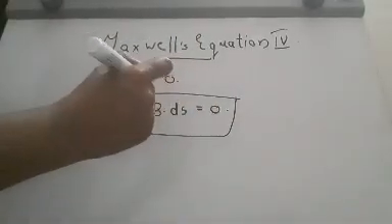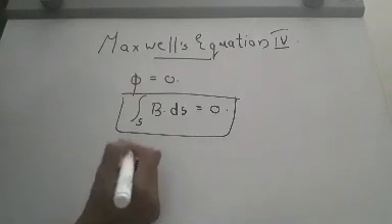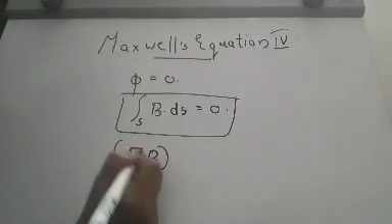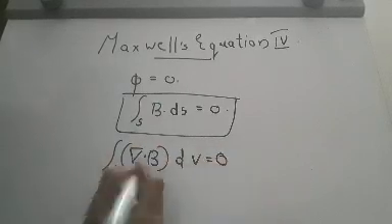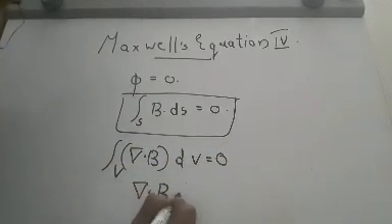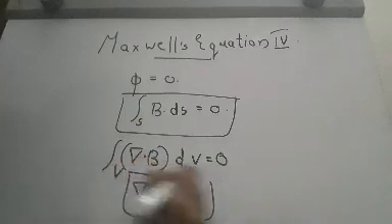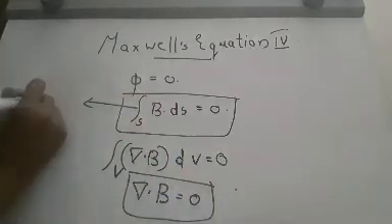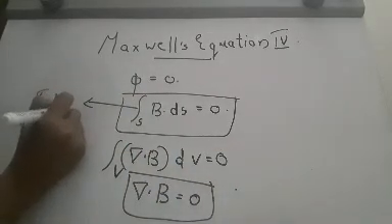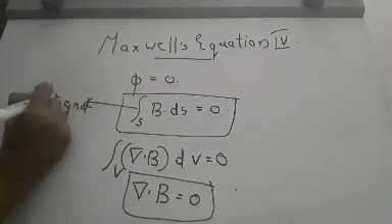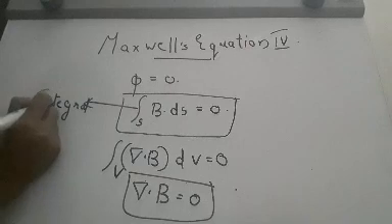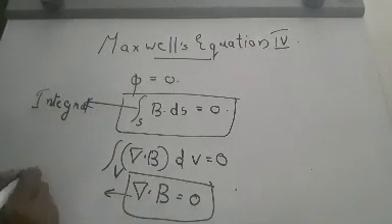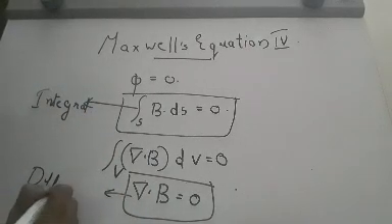And applying divergence theorem here, volume integral of del dot B dv is equal to 0, which gives del dot B equal to 0. So this is Maxwell's fourth equation in differential form.